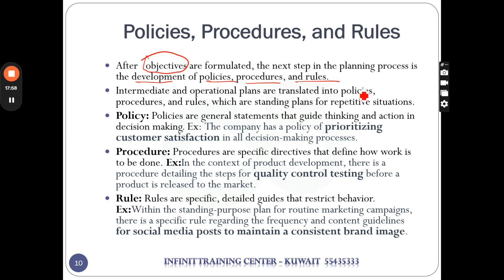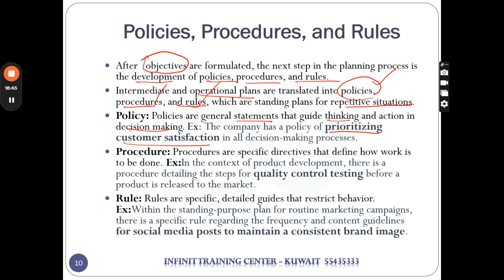The intermediate and operational plans are translated into policies, procedures and rules. So now you can see you have operational plans. Based on that, you are preparing your policies, procedures and rules. And these are going to be your standing plans for repetitive situations. Now, what is a policy? Policies are general statements that guide thinking and action in decision making. It is a general statement. So here we can say, in a company, the policy of the company is prioritizing customer satisfaction.